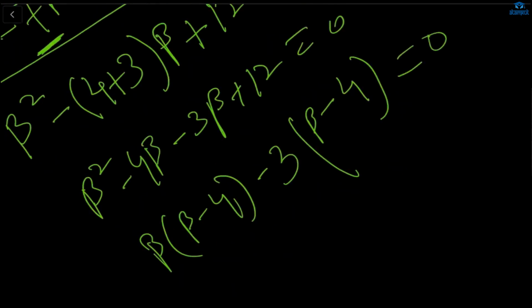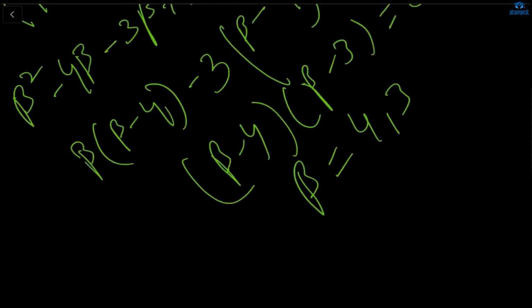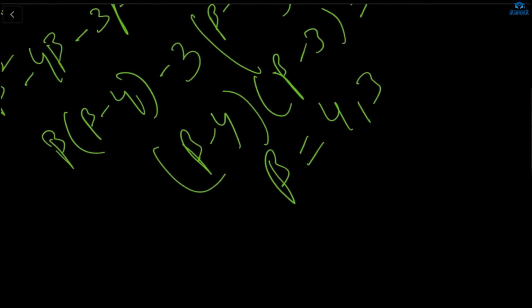So you got beta minus 4 into beta minus 3 is equal to 0. So beta value will be 4 or 3. It can be 3 or 4. Accordingly, you can find the value of alpha. If beta is equal to 4, then alpha will be what?